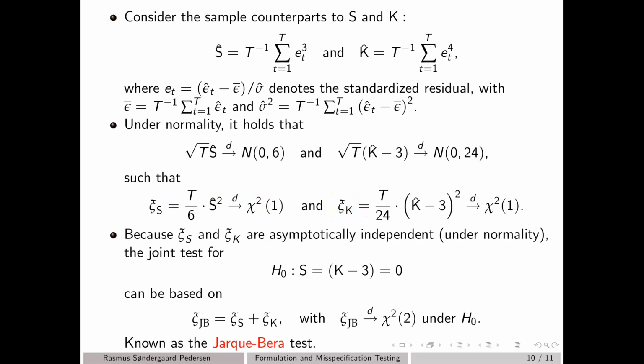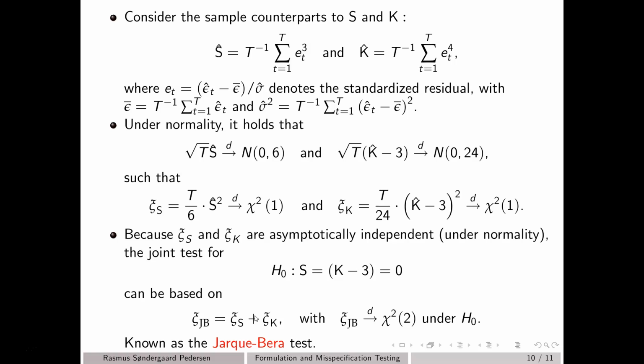So it means that if we consider the joint hypothesis of S being equal to 0 and K being equal to 3, then the sum of these two statistics here should be chi-squared distributed with 2 degrees of freedom. So this sum of the statistics here is the test statistic that is relevant. Note that all of these misspecification tests are standard estimation output in OxMetrics.